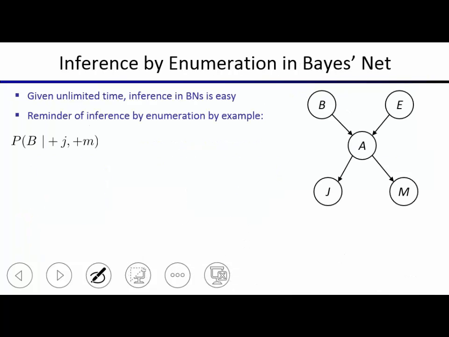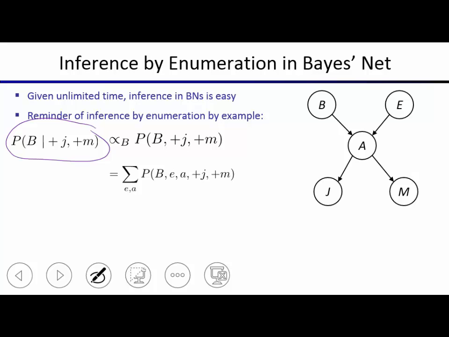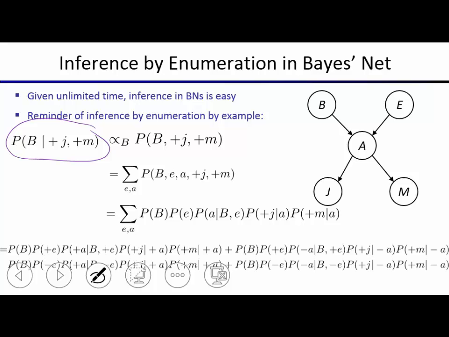So for example, we're given this Bayes net here. Our query is the conditional distribution of burglary given John called and Mary called. Inference by enumeration says, well, we can write this out as effectively proportional to the joint between burglary and +j and +m. Then we can write this out as a summation over all the hidden variables of the joint over all variables involved in this Bayes net specification. Then we write out what the Bayes net is telling us this full joint can be written as. And now we then compute that summation.